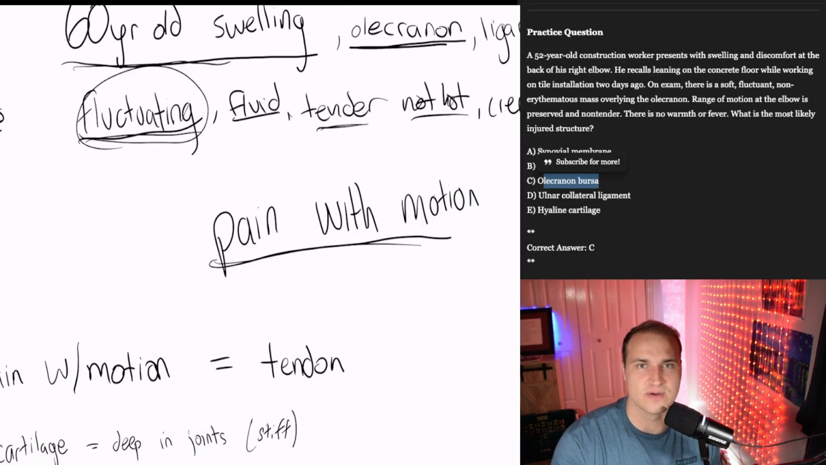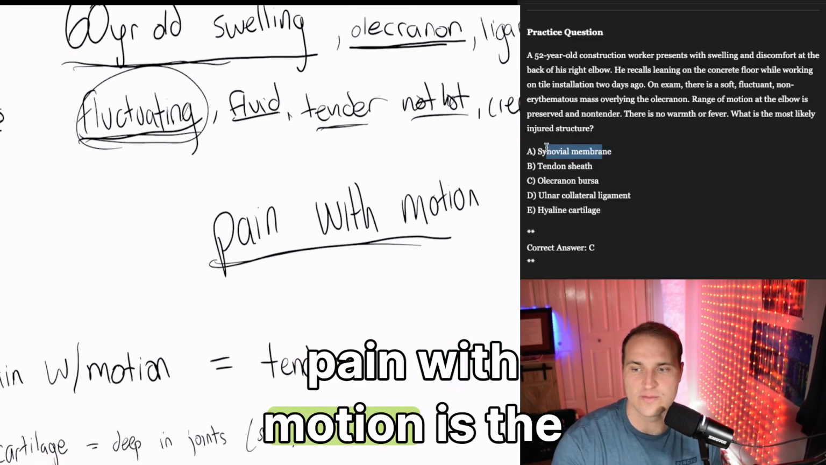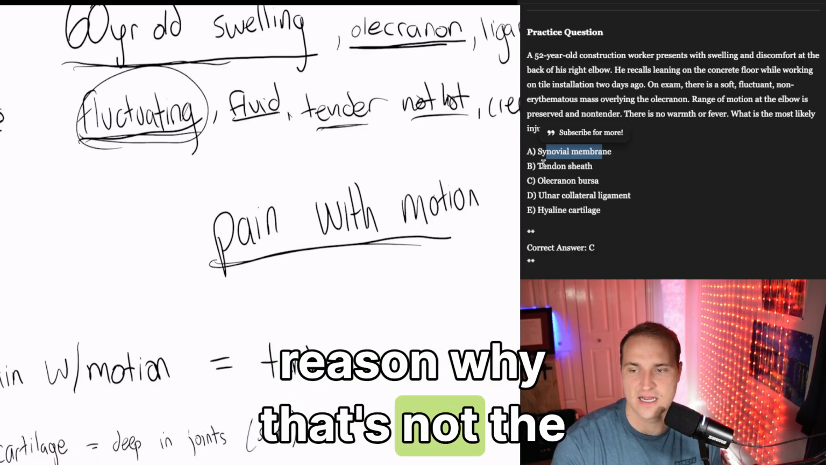Occupational risk would be like plumbers, miners, wrestlers, those with chronic microtraumas. So you get the fluid accumulation in the olecranon bursa that leads to the swelling. If it's infective, you get neutrophils infiltrating there and septic bursitis with erythema and warmth and tenderness. Okay, so why is it not synovial membrane? Well, that's joint inflammation. That would involve pain with motion and also systemic signs if we're inflamed. So the pain with motion is the reason why that's not the right answer.